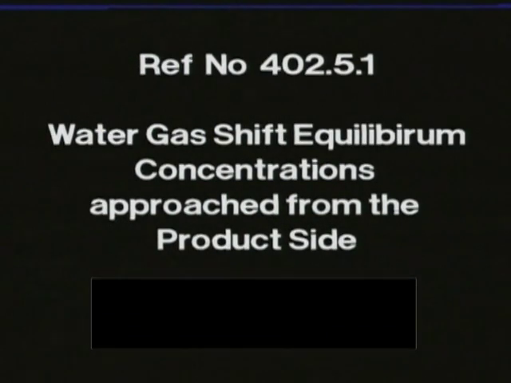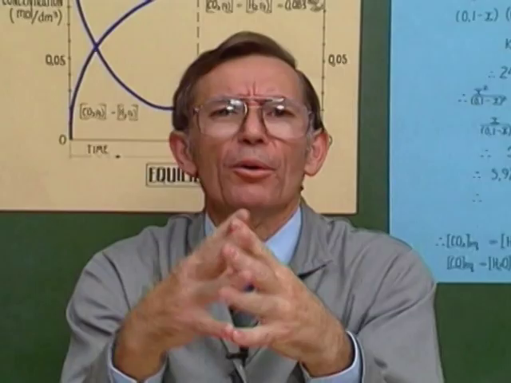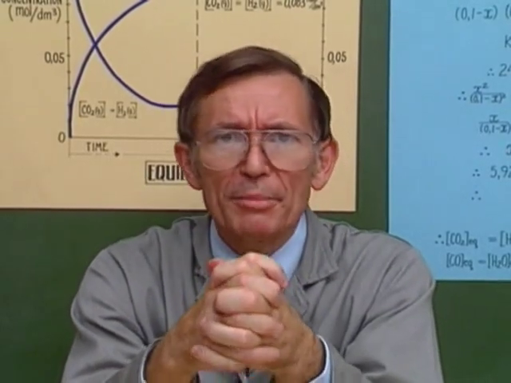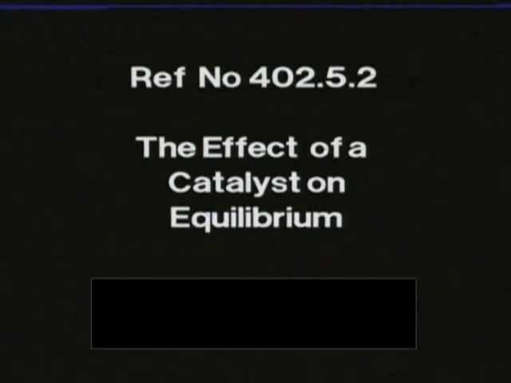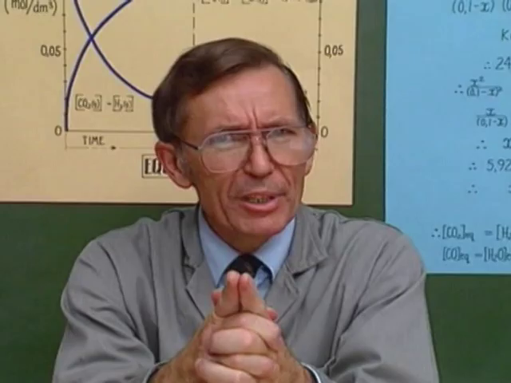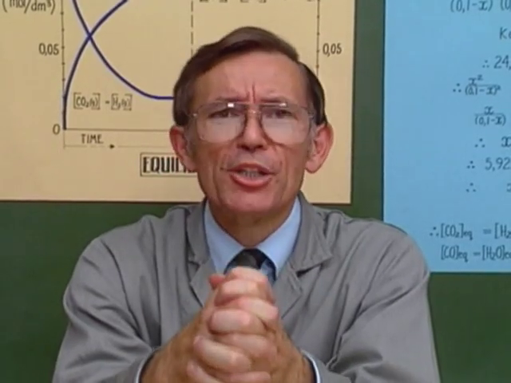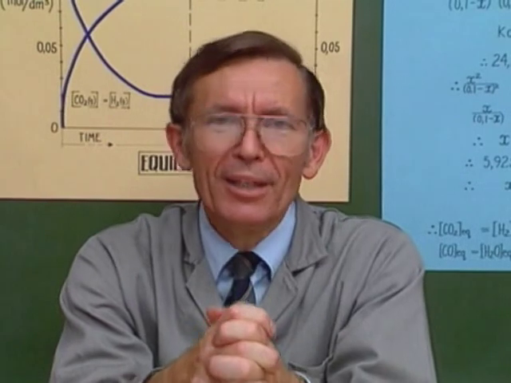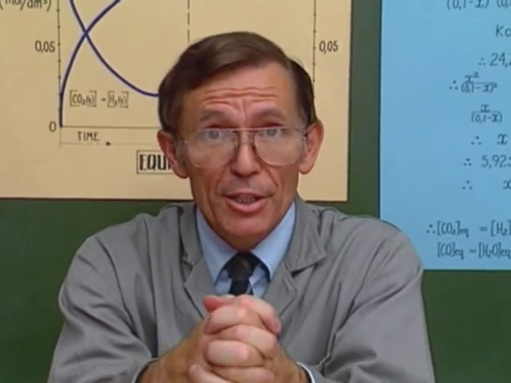Refer to your video workbook, reference number 402.5.1, on a detailed calculation of the equilibrium concentrations obtained when the water-gas shift equilibrium is approached from the product side. Also refer to other examples mentioned there in the workbook on the application of the mass action equation. I want you also to refer to reference number 402.5.2 on the effects of a catalyst on equilibrium. Stop your videotape now to attend to worksheet 402.2 on the applications of the mass action equation on equilibria.